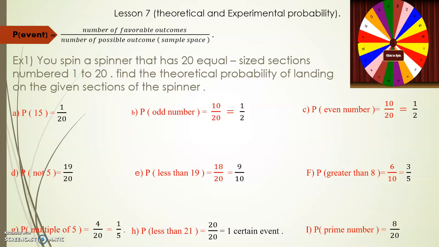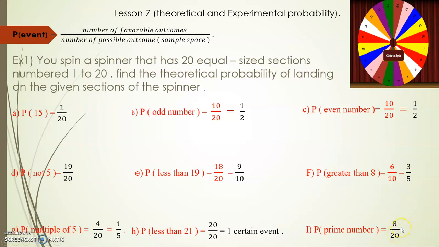Letter I. Probability of prime number. What is the meaning of prime numbers? It's a number just divisible by itself or 1. So you will find the set of prime numbers: 2, 3, 5, 7, 11, 13, 17, and 19. When we count 1, 2, 3, 4, 5, 6, 7, 8, it will be 8 out of 20.